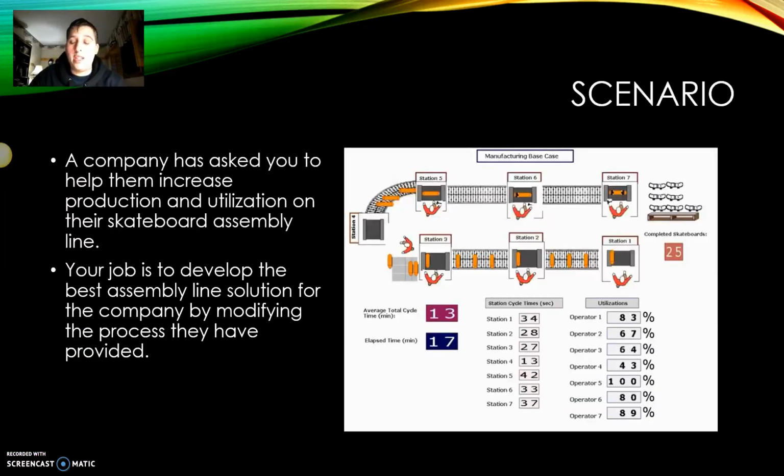So here's our scenario. The company needs to increase their busy time, their production, and their utilization at each station in their assembly line. Your job is going to be to develop the best assembly line solution for the company by modifying the process that they've provided, which is illustrated on the right here.